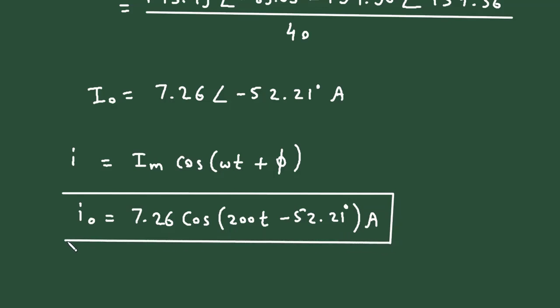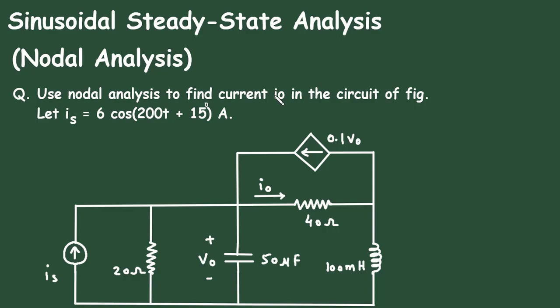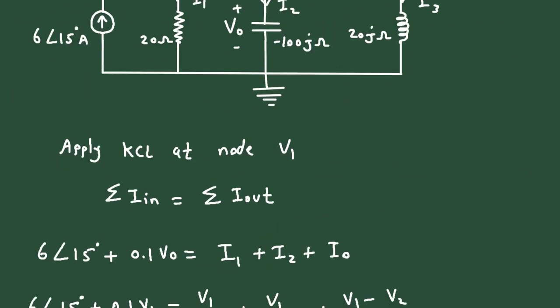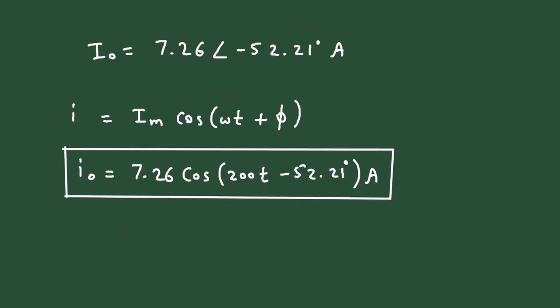So in this problem, what we have to find? We have to find the value of this IO by using nodal analysis. So this is how we can find the value of IO by using nodal analysis.